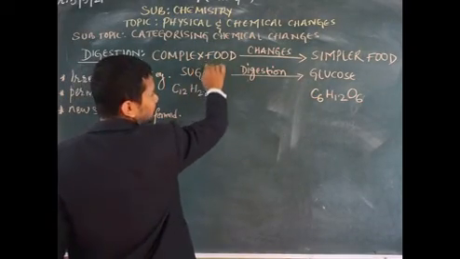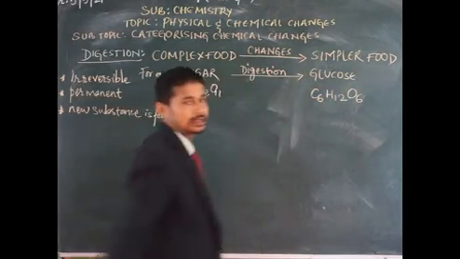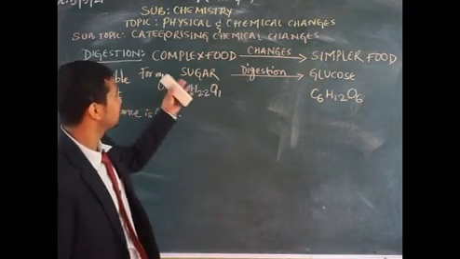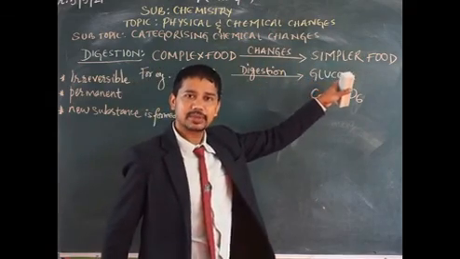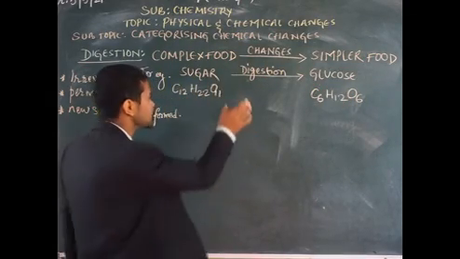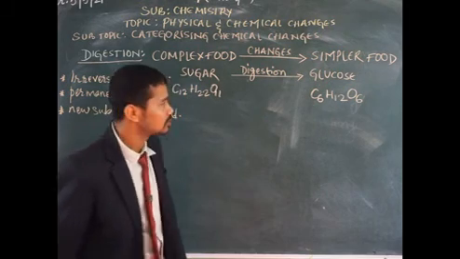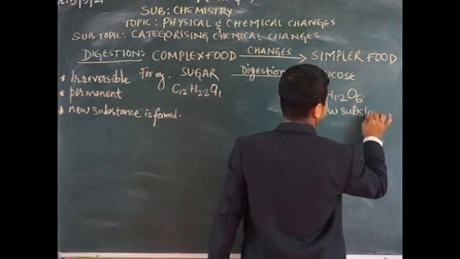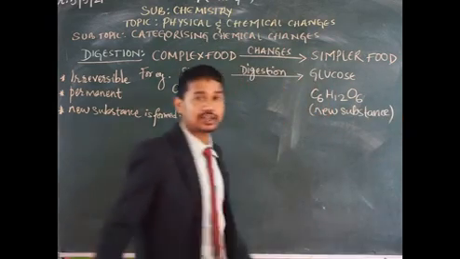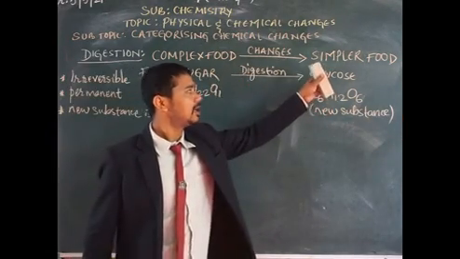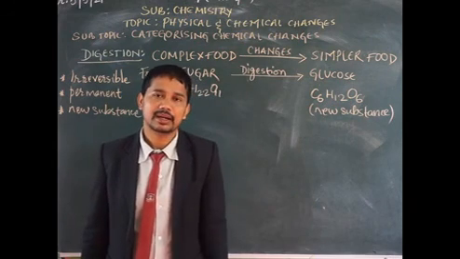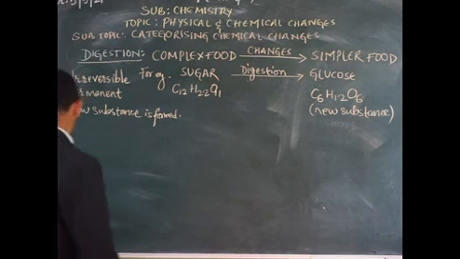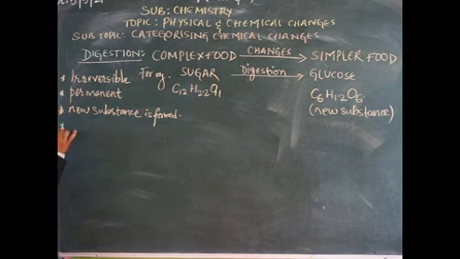Sugar is a complex food and glucose is a simpler food. So in digestion, complex converts to simpler. Sugar is converting to glucose after digestion. The molecular formula is changing, so this is a new substance. The change is a permanent change. The change is irreversible because you cannot get sugar back from glucose again. So this is a chemical change.